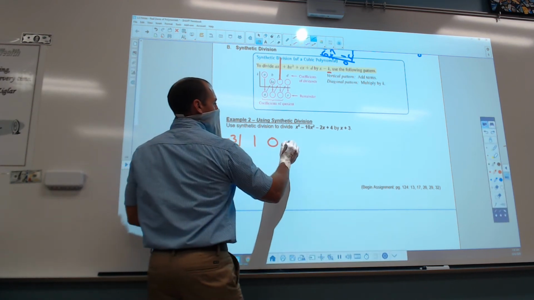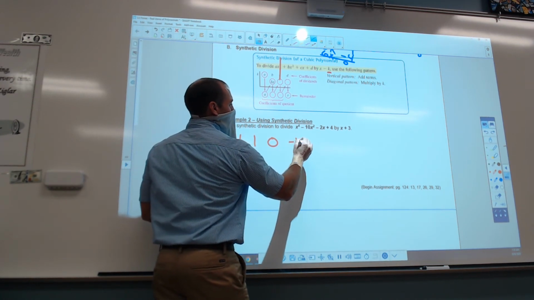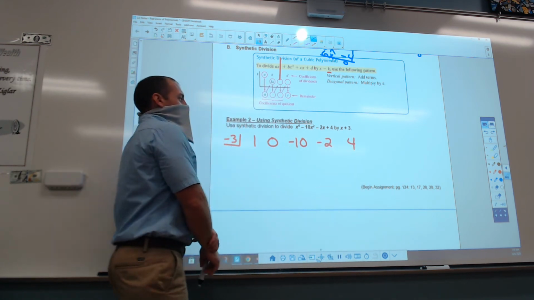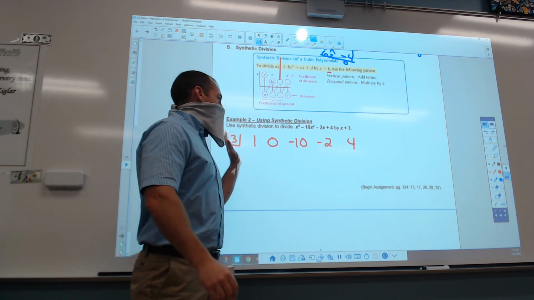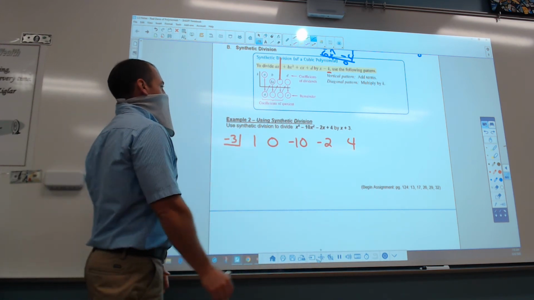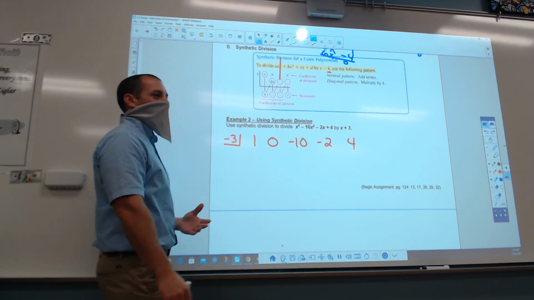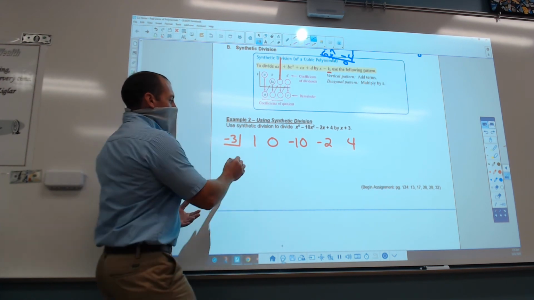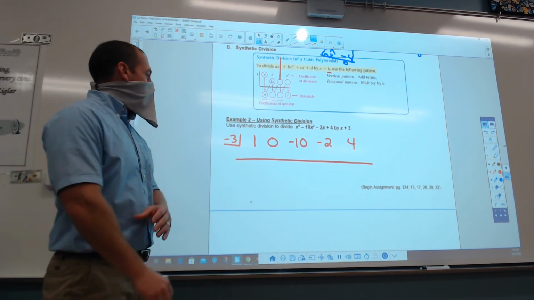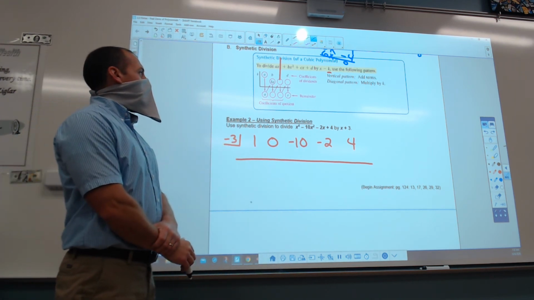And then what's next? Negative 10, negative 2, and 4. So you just have to list every degree, ordering down. Don't forget, if there's one missing, you got to put a 0 for it. No big deal. All right, and leave a little space below these because you got to put some numbers below them. And go ahead and start your synthetic division.